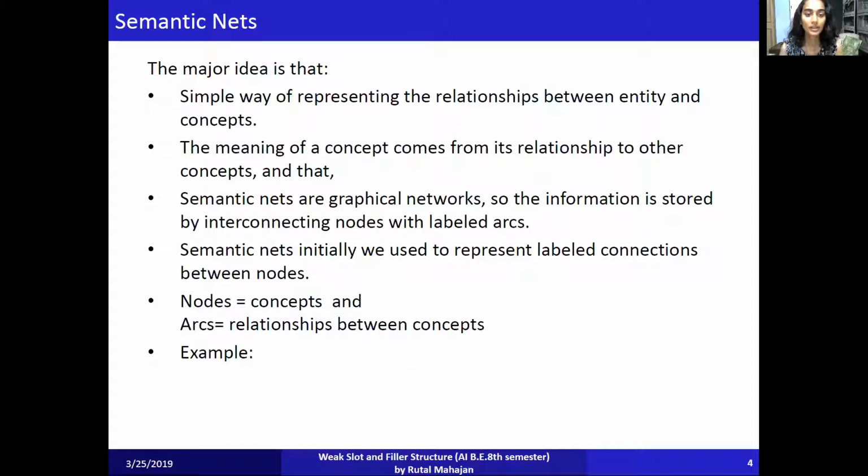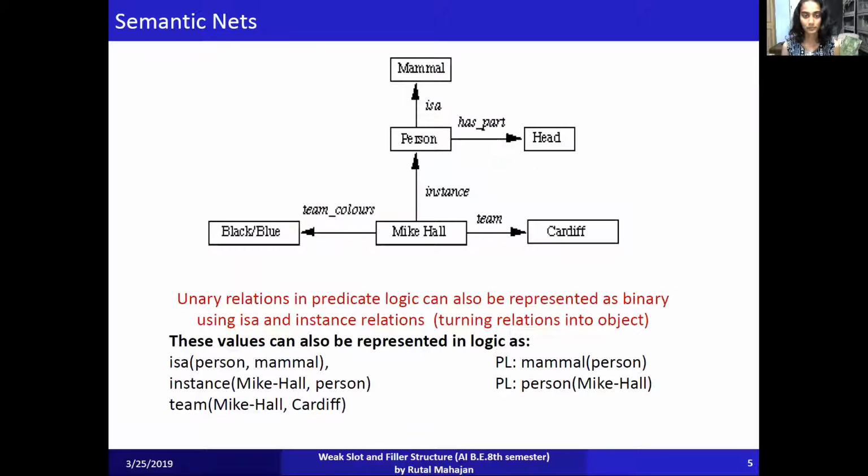Semantic nets were initially used to represent labeled connections between nodes. Nodes represent concepts, and arcs or arrows represent relationships between concepts. Let's see the example. Mycal is an instance of a person. Person is a mammal. Person has part, head. Mycal belongs to the team Cardiff. Mycal's team colors are black or blue.